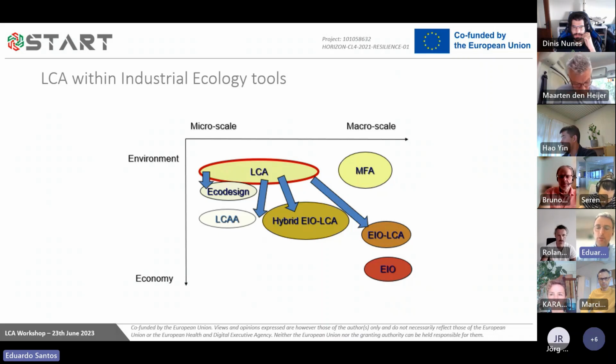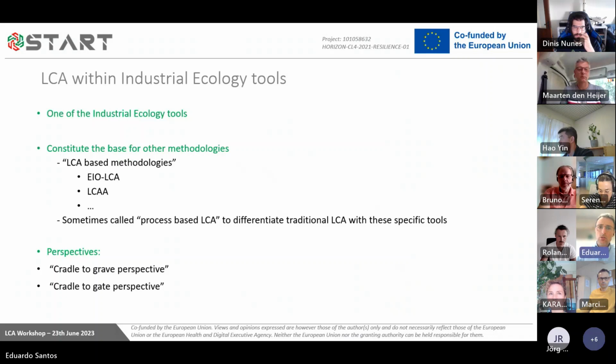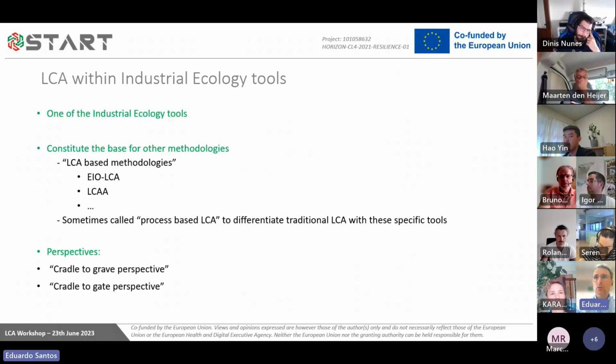And for the case of the STAR project, that is exactly what makes sense: to use the LCA tool. I would just highlight that LCA has in this slide mostly two perspectives: cradle to grave or cradle to gate. So it's a whole life cycle perspective, from the extraction of raw materials until the end of life, or a smaller perspective from the extraction of raw materials to the manufacturing and basically to the use stage. These two perspectives depend on what we want to do with the LCA.